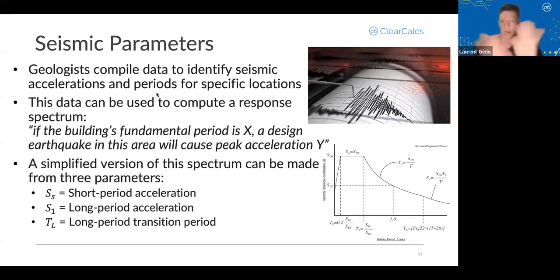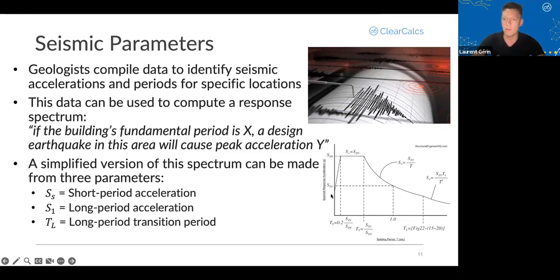Crazy analysis goes on behind the scenes, some statistical analysis. From that, the USGS creates what we call a response spectrum. And basically what that means in one sentence is it's saying, if the building's fundamental period is X, a design earthquake in this area will cause peak acceleration Y. So we've got an example of a spectrum on the right here.